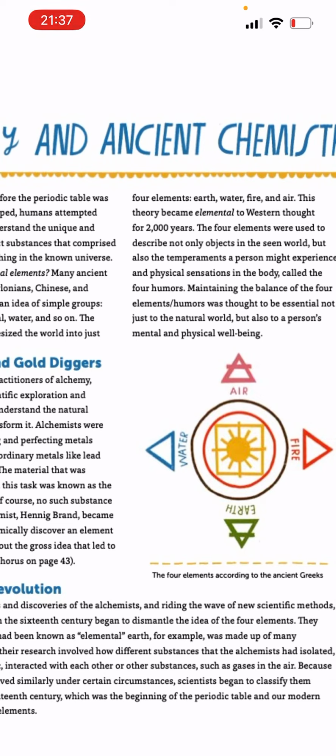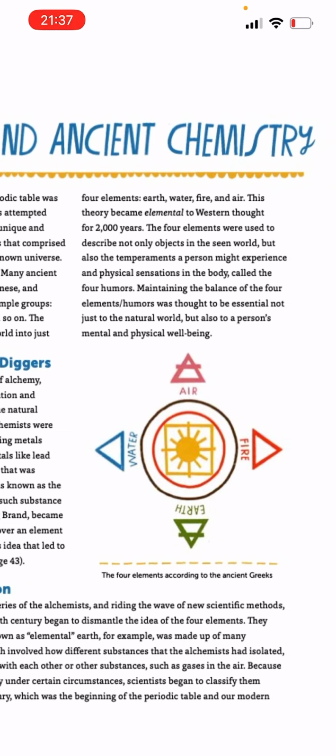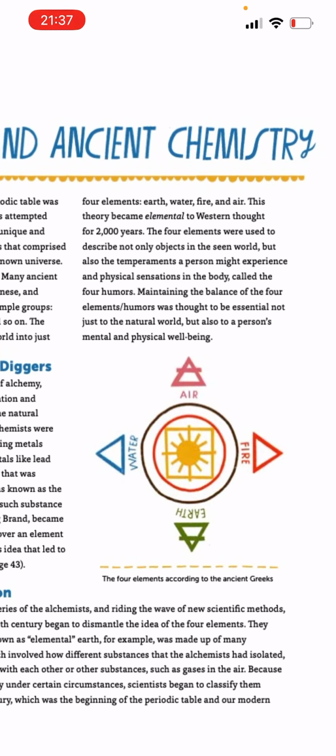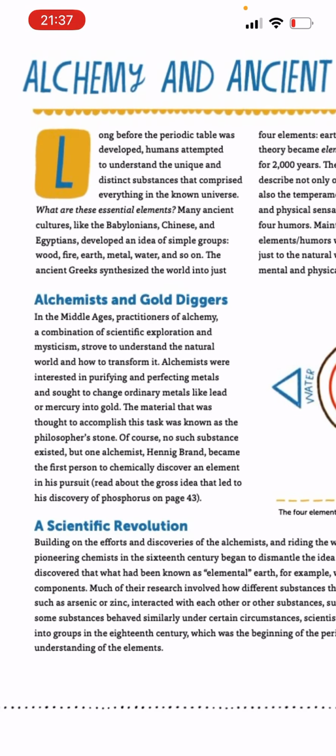The four elements were used to describe not only objects in the seen world, but also the temperatures a person might experience and physical sensations in the body, called the four humors. Maintaining the balance of the four elements and humors was thought to be essential not just to the natural world, but also to a person's mental and physical well-being.